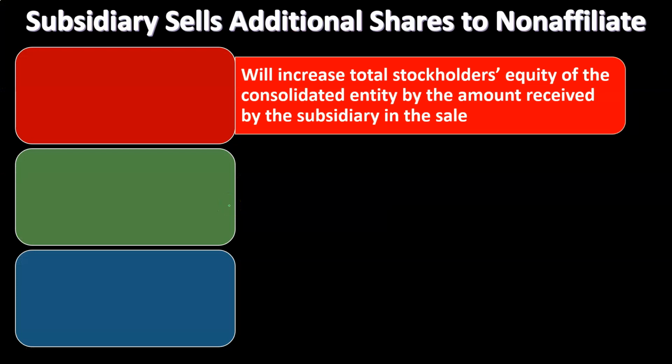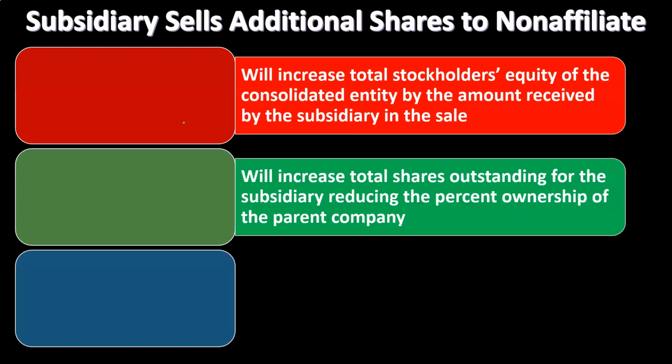We are talking about a situation here where the subsidiary is selling more stock or additional stock to someone outside of the organization, someone who is not affiliated, not the parent or some other subsidiary. What will be the effect in the consolidation process? It's going to increase the total stockholders' equity of the consolidated entity by the amount received by the subsidiary in the sale. That would make sense because if you imagine the transaction taking place, and they got cash for it, for example, cash would be going up, the other side going to the equity, so it's going to be increasing the total stockholders' equity.